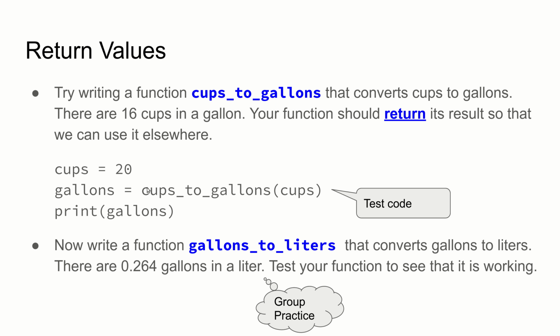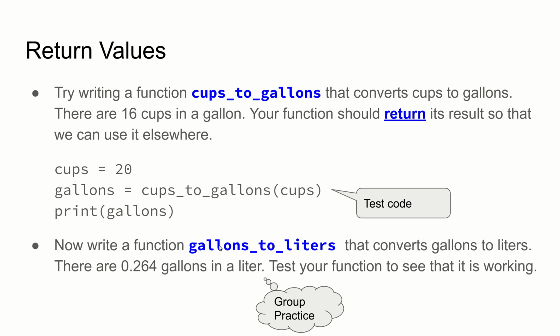So our gallons equals cups to gallons, called with that variable cups, which is currently equal to 20. So this should convert 20 cups to some number of gallons, and we can print it out and see if we got the result that we wanted. We also would be able to continue to do more math and do more things with it, and we'll actually see how that could be particularly useful here in a moment. This is just an example of some test code, so if you want to try this out, you can test it out yourself and see if you get the right result by checking it with a calculator or checking it in your head.